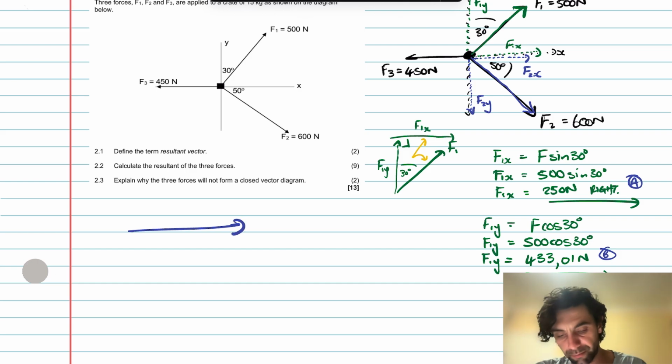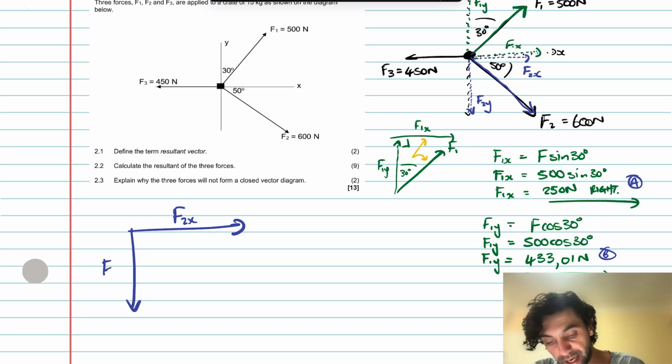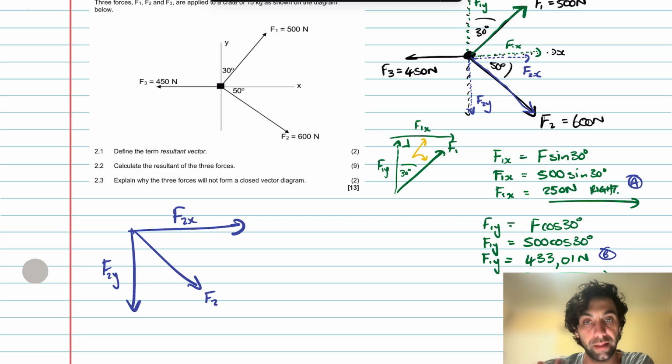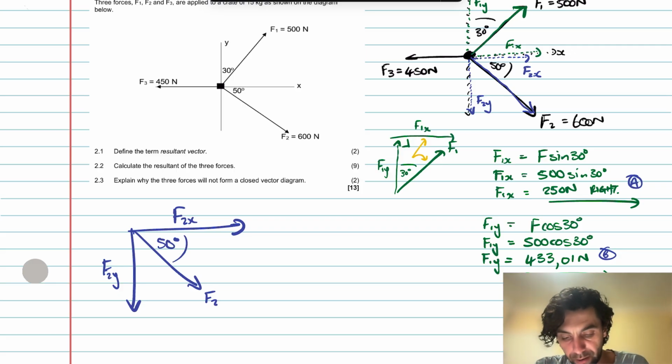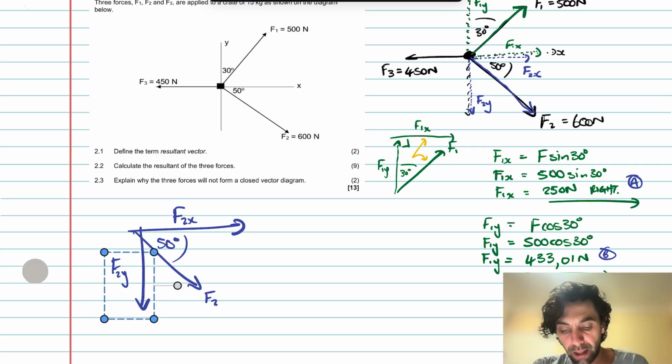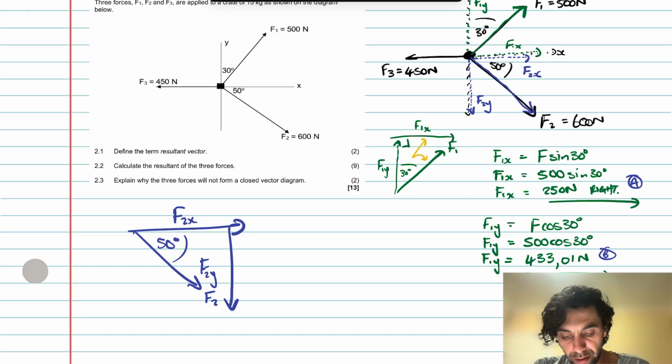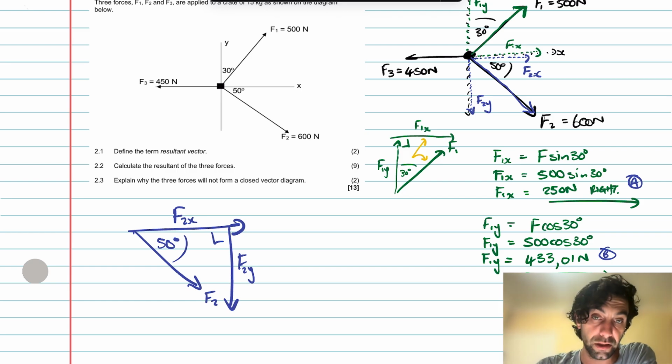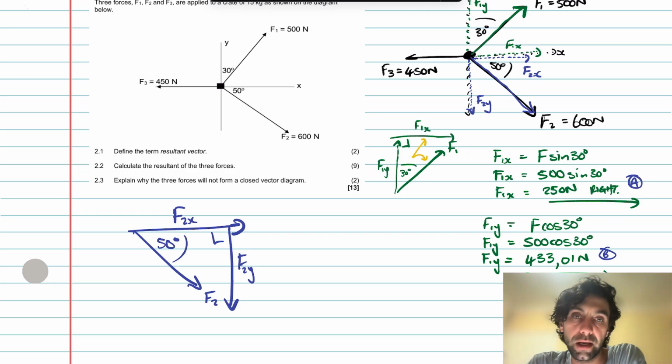Now I'll do the same thing as before. I'll just name this F2x. This one's acting downwards. We'll call this F2y, and again our force F2 is acting somewhere in that direction. So let's identify where our angle is. It's acting from the x axis. So I am in this case going to bring over my vertical component to try and form a little closed triangle. Again, this is just me sketching, okay?